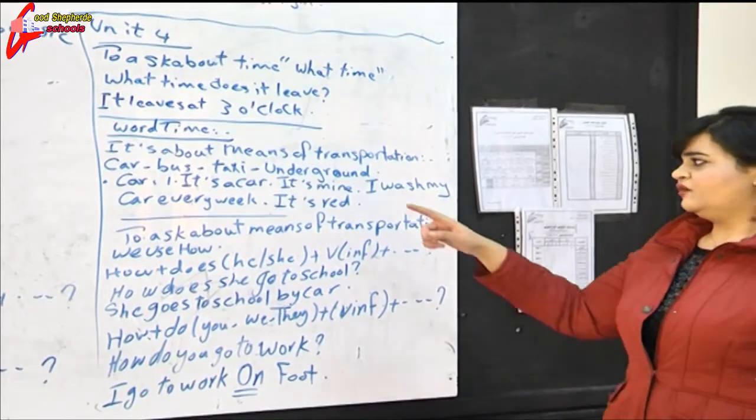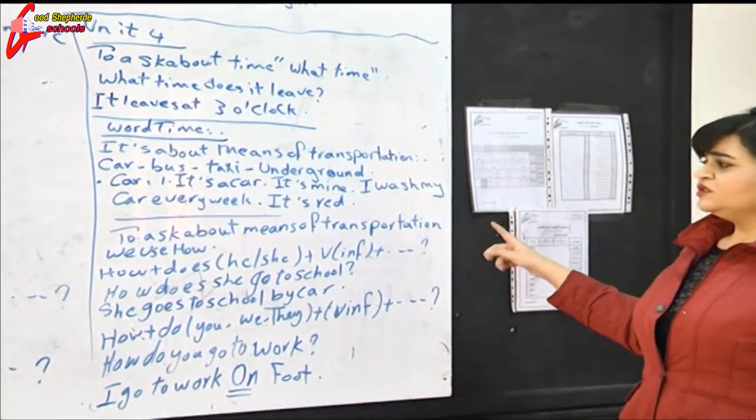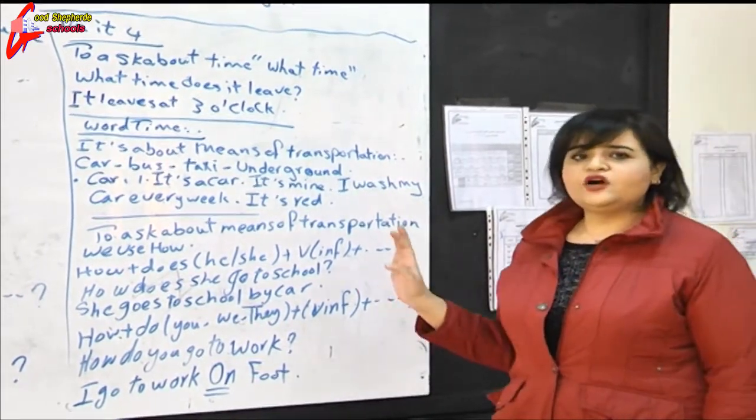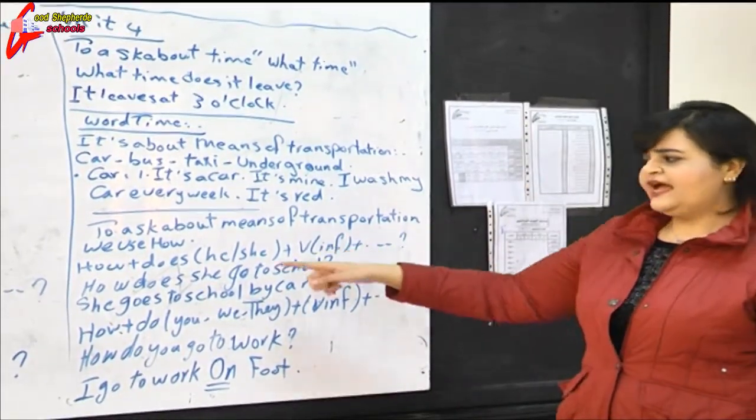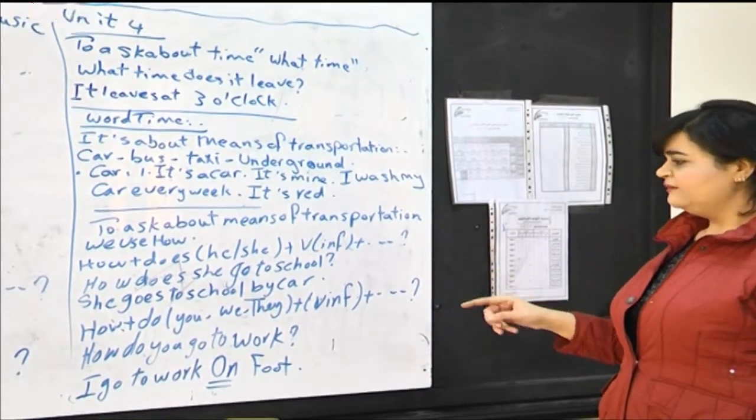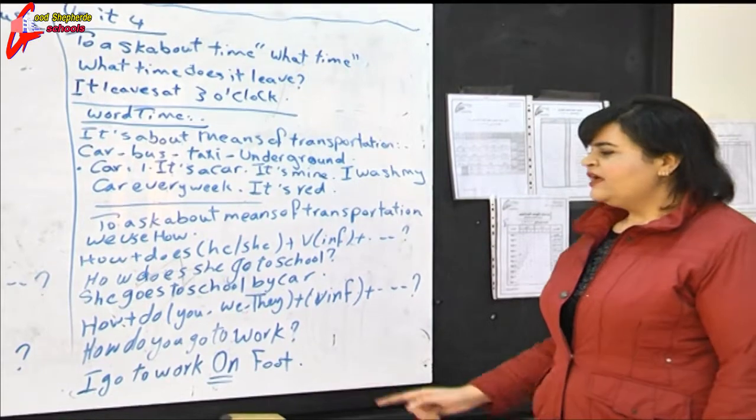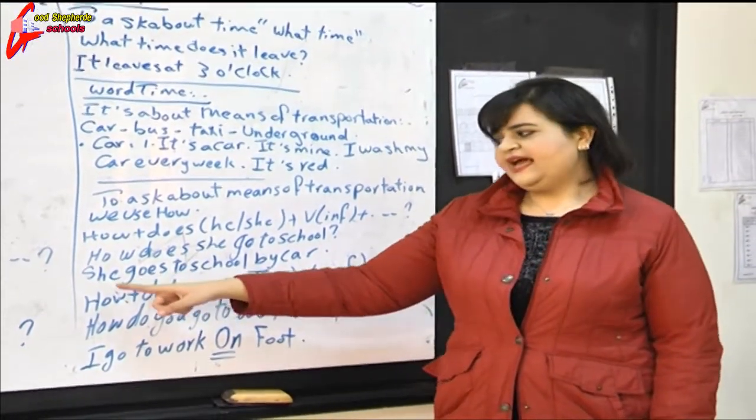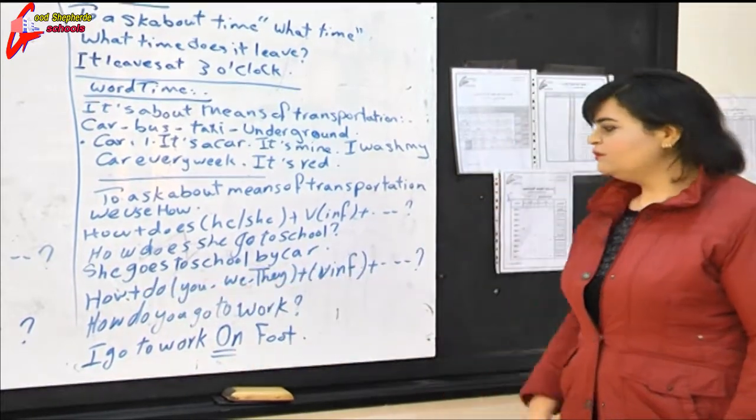Let's take an example of how to write 4 sentences about means of transportation. You can say it's a car, it's mine, I wash my car every week, it's red. To ask about means of transportation, you can use how. How plus does if you have the pronouns he or she, plus the verb in infinitive. How does she go to school? She goes, of course, because I have she here, to school by car.